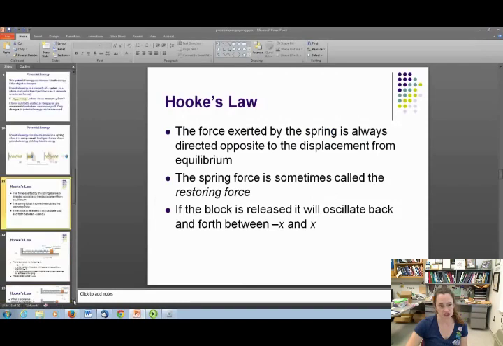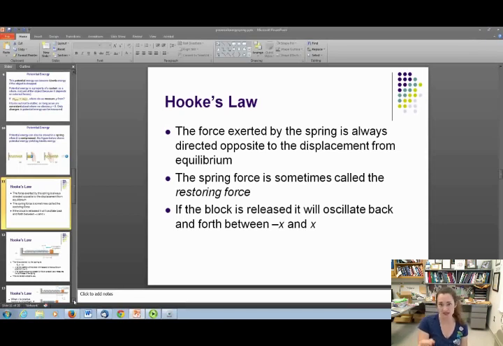So the potential energy and a lot of things about springs can be described by Hooke's law. Hooke was the physicist that originally came up with this equation, and he realized that the force exerted by the spring is always directed opposite to the displacement from equilibrium. So for example, in our previous example, we pushed inward, but the spring wanted to push outward back. So you displace it inward, and the force wants to return it outward to that equilibrium position. And lots of times this is called the restoring force because it wants to restore it to equilibrium.